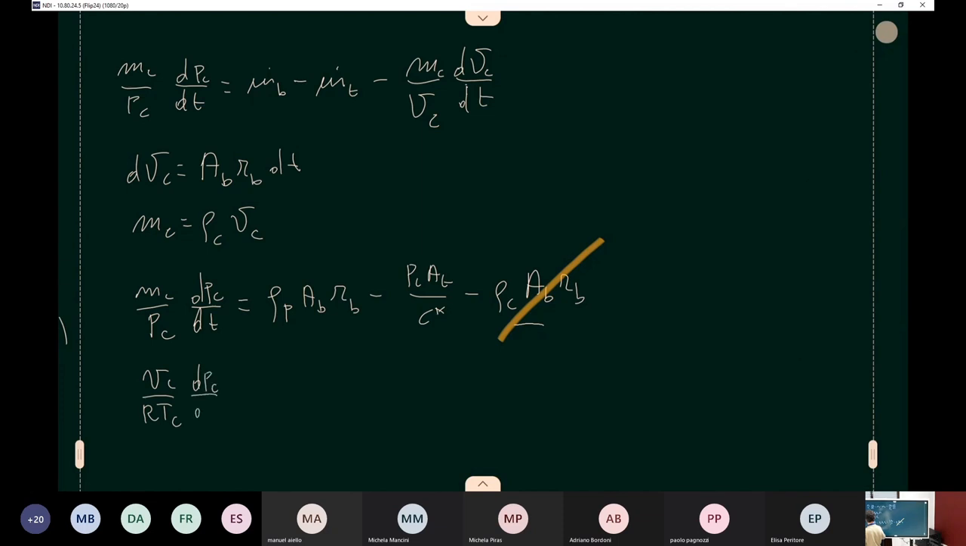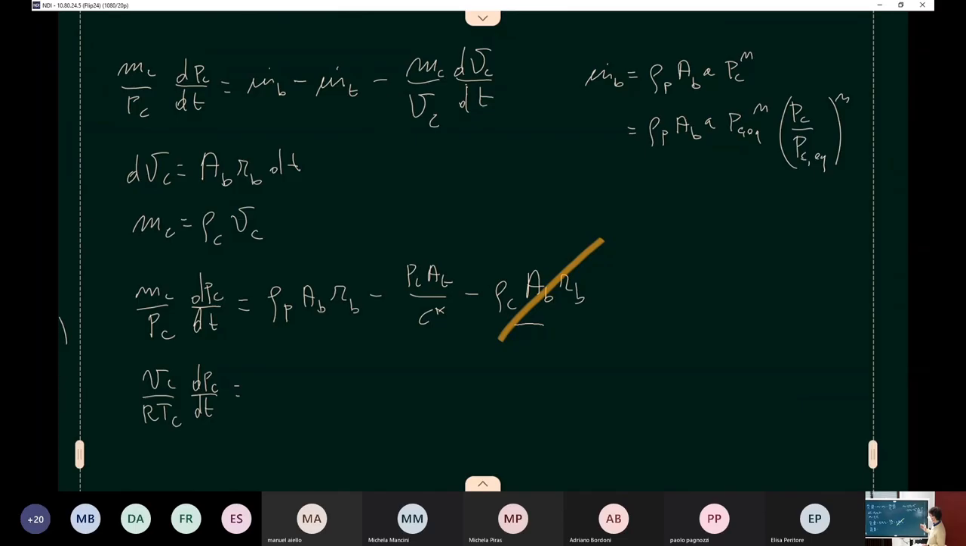So this is V over RT dpc dt is equal to, now we have that dot mb is rho p Ab a pc to the n, or you can write it in this way to highlight the difference of pressure with respect to the equilibrium value. So the equilibrium value is the one that corresponds to steady state operation. And here that means it's the value corresponding to dp dt equal to zero, the one we have evaluated by the formula we have used as seen before.